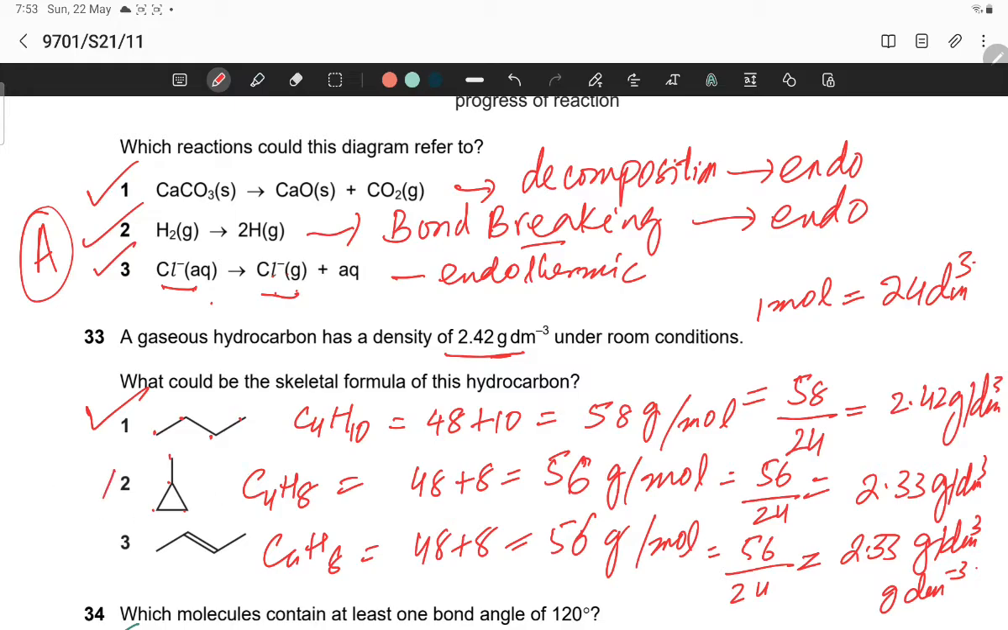So only this is correct, the others are incorrect. Only one option is correct, so the option is D.